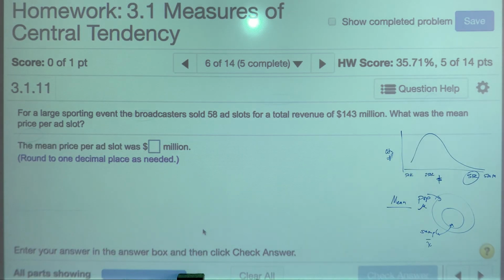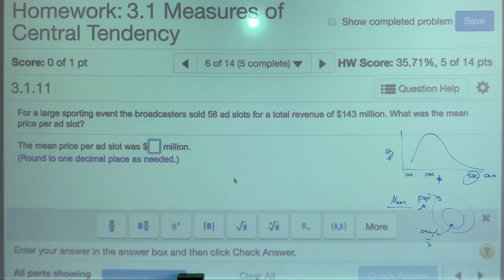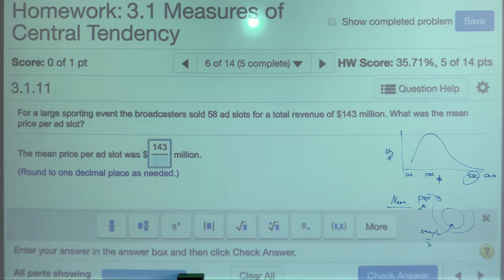This one's actually really easy. It says, for a large sporting event, the broadcaster sold 58 ad slots for a total revenue of $143 million. What was the mean price per ad slot? So all you've got to do is take my price and divide it by the number of ad slots. Can somebody tell me what 143 divided by 58 is?